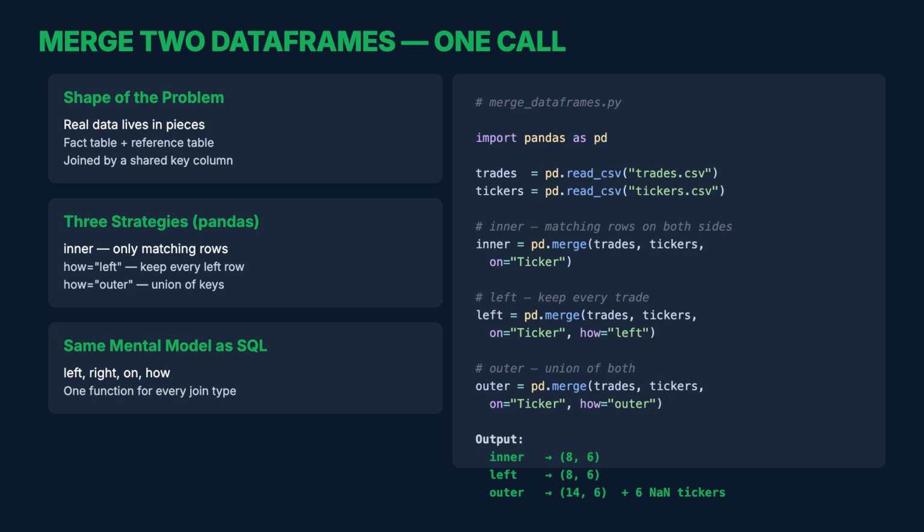Today, 8 trades, 14 tickers, 3 joins. Inner gives 8 matched rows. Left gives 8 trades enriched. Outer gives 14 rows with NaN, where one side is missing.